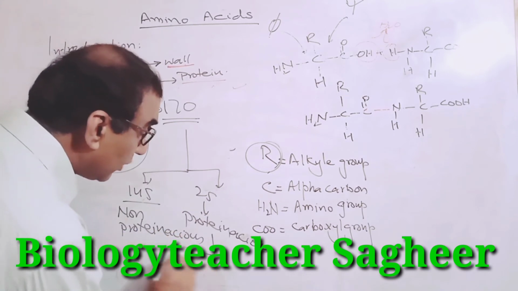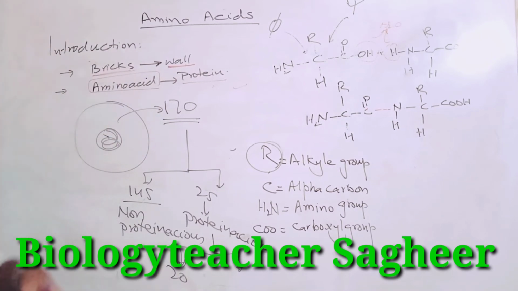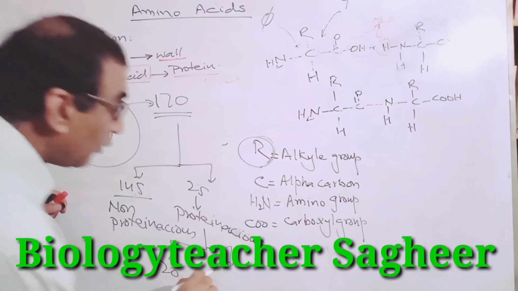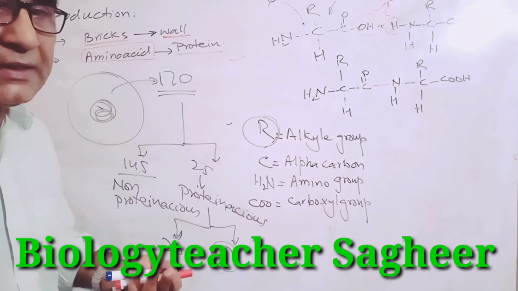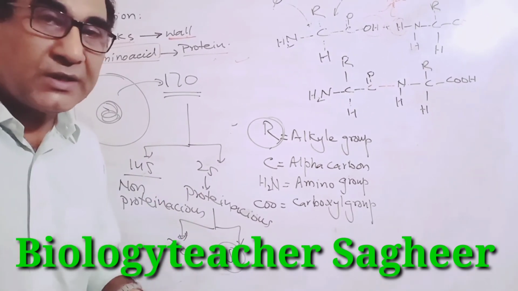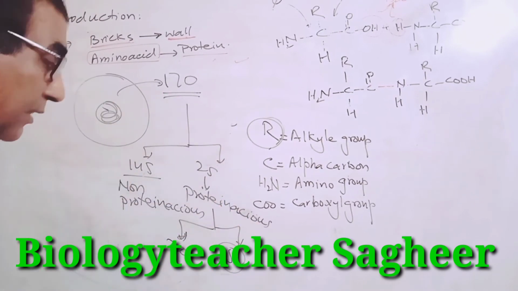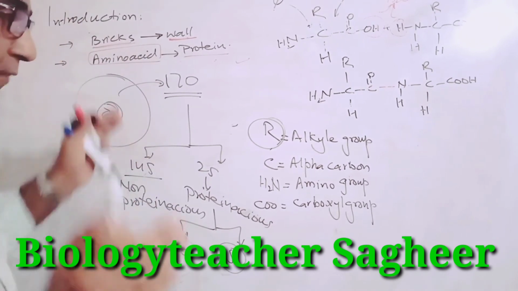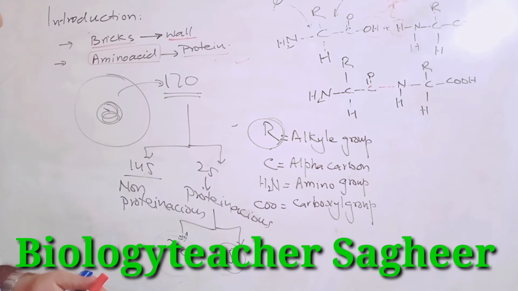Among these 25 amino acids, 20 keep on repeating commonly in the proteins, and only 5 amino acids are found in certain proteins. These may be found in some proteins and absent in other proteins. But the 20 amino acids are common. These are found in almost all the proteins.